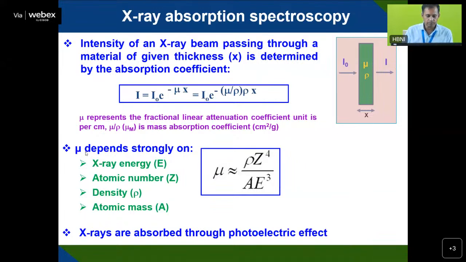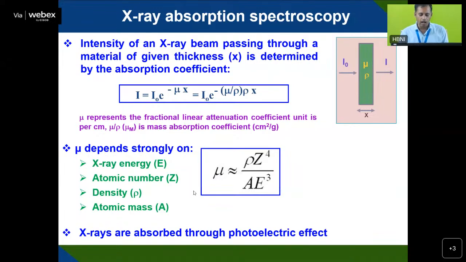The linear attenuation coefficient depends on the X-ray energy E you are applying, the atomic number Z of the particular material you are scanning, and then the density as well as the atomic mass. So mu is equal to rho Z to the power 4 by A E to the power 3.